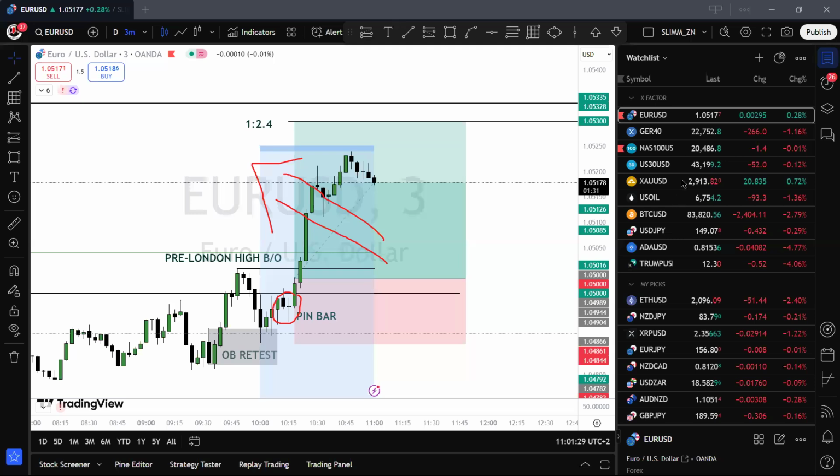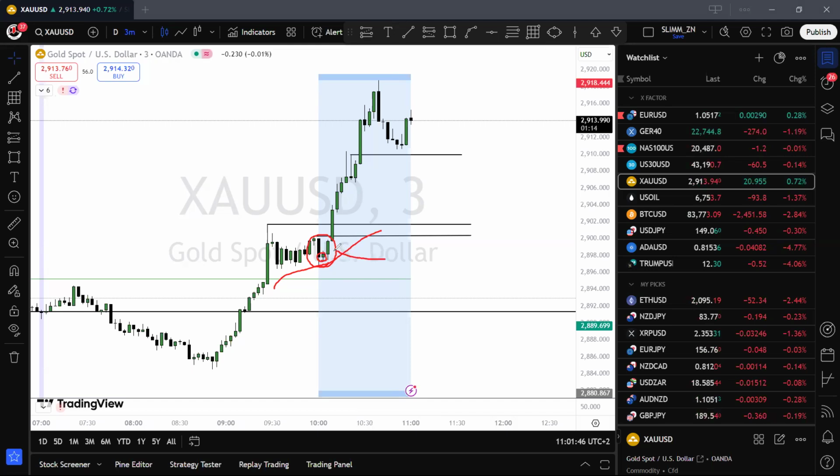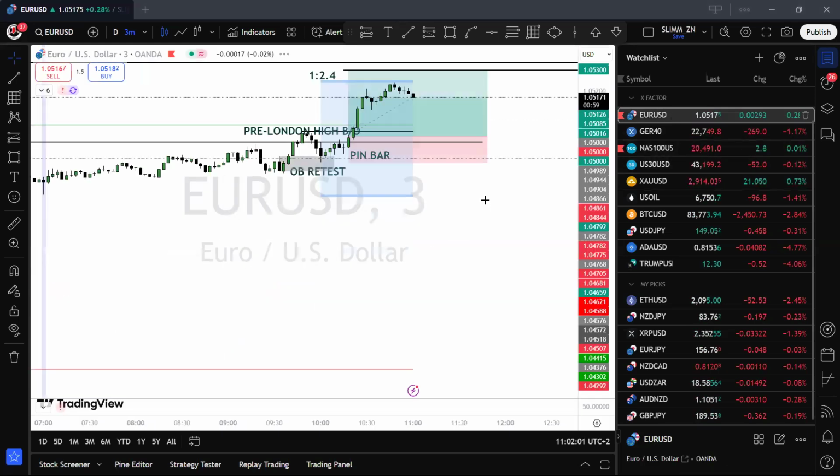Maybe before I close, we also had an entry on gold, but I missed it. There was an EMA here with a nice doji followed by this bullish engulfing. So gold also had a nice setup which literally just ran without us. I missed this, but I managed to catch one on EU, just like I showed you.